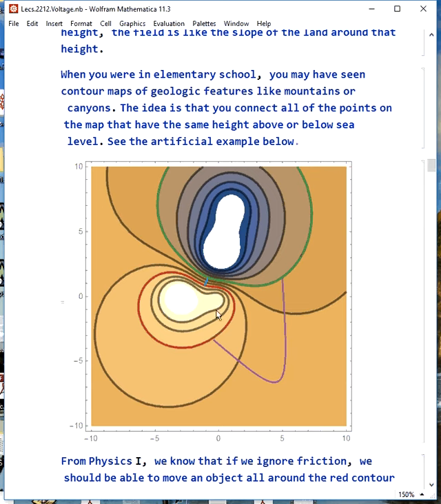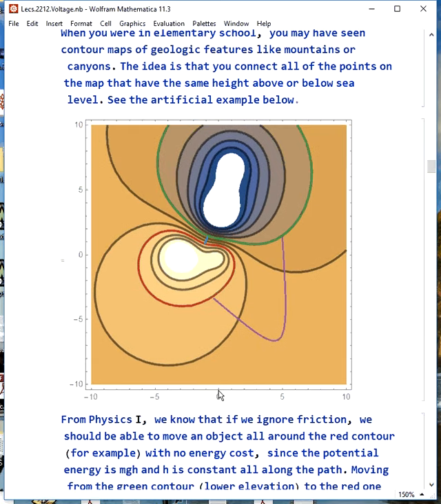So we have this made-up example below here. All these gray lines connect points of equal elevation. Now, we know from Physics 1, if we ignore friction, we should be able to move an object all the way around one particular contour line, I'm using red in this case, at no cost in energy because its gravitational potential energy is not changing at any time.